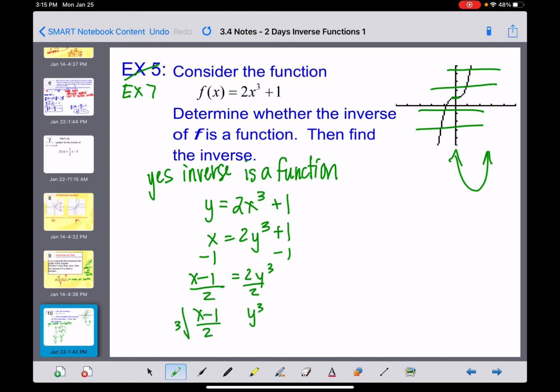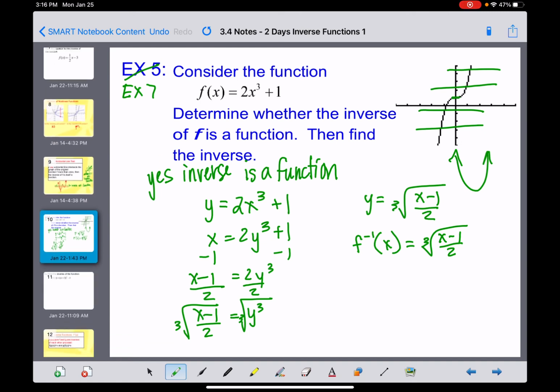And then cube root both sides. So y equals the cube root of x minus 1 over 2. I don't need a plus or minus because that is an odd root. And then this is f inverse of x. That's the function notation. Okay, so that's our inverse.